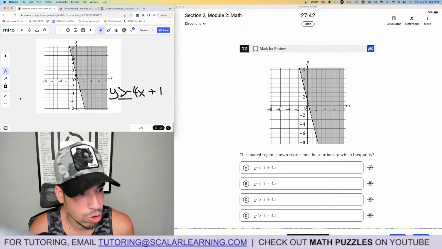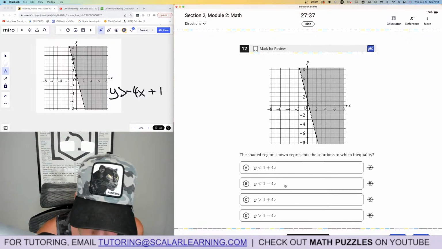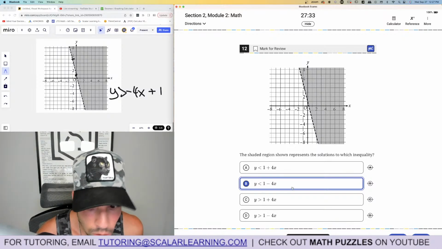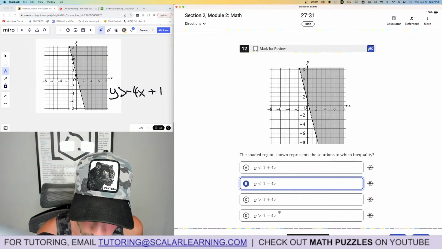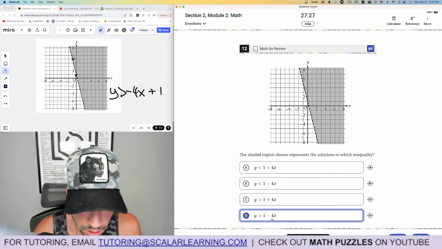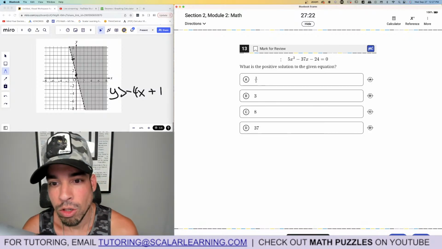Why not greater than or equal to? Because the line is dotted. So y is greater than negative 4x plus 1, or they just reversed it. I chose less than. Oh my God, y is greater than. I almost made a mistake, so you've got to double check. Y is greater than negative 4x plus 1. Just making sure I didn't make a mistake. Okay, we're good.